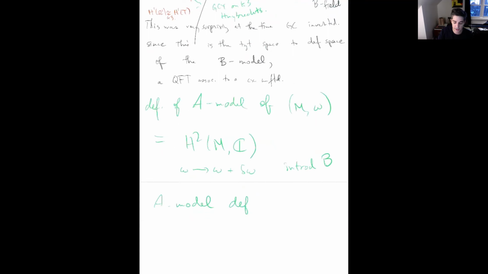is defined for a manifold together with a symplectic form and a closed two form. It depends heavily on the symplectic form, but it doesn't depend heavily on the two form B. It only depends on the class of B in H2 of M, R mod Z.